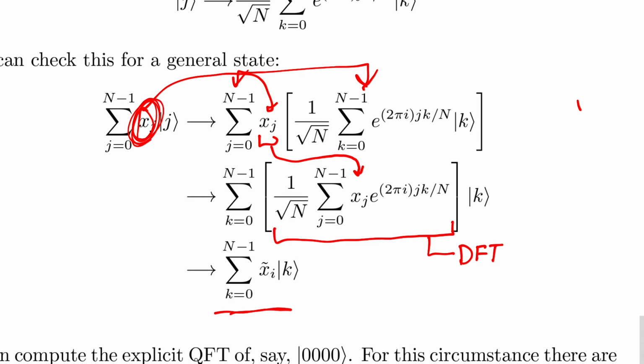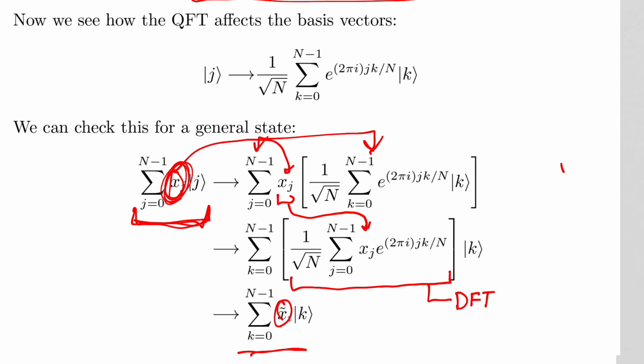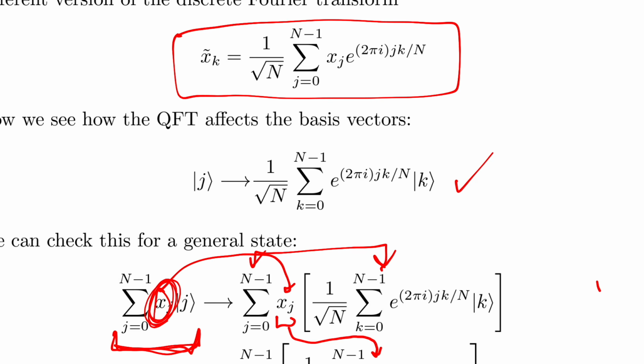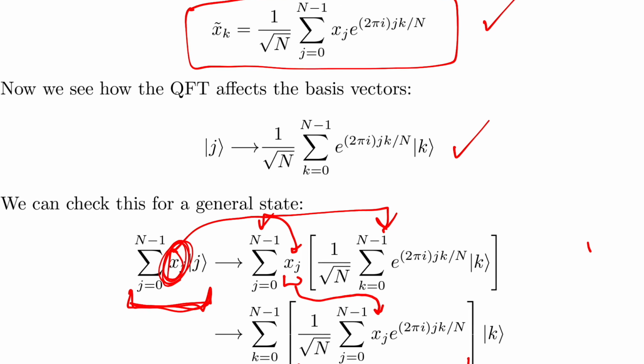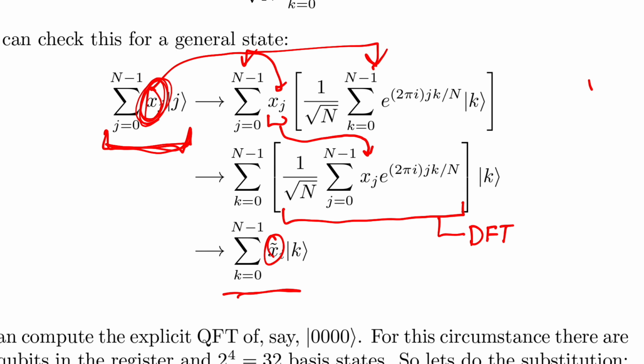So the Fourier transform of an arbitrary state in the register's Hilbert space is simply swapping out the probability amplitudes with their discrete Fourier transforms. So that's the best way of seeing the connection between the quantum Fourier transform and the discrete Fourier transform, because it basically is a discrete Fourier transform. It literally is a discrete Fourier transform on these amplitudes, right?